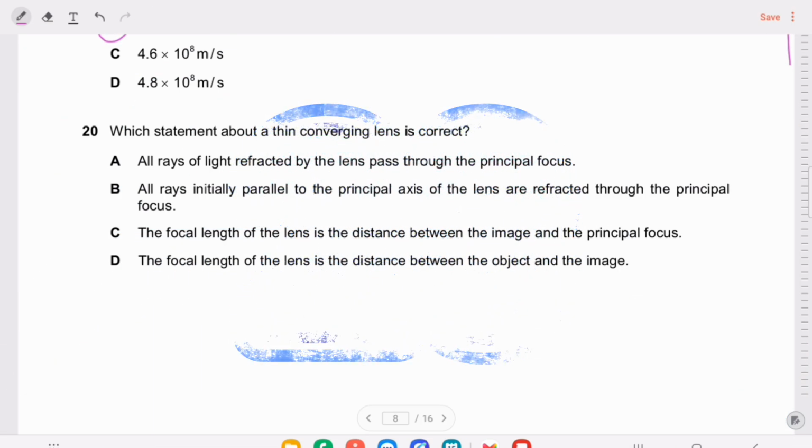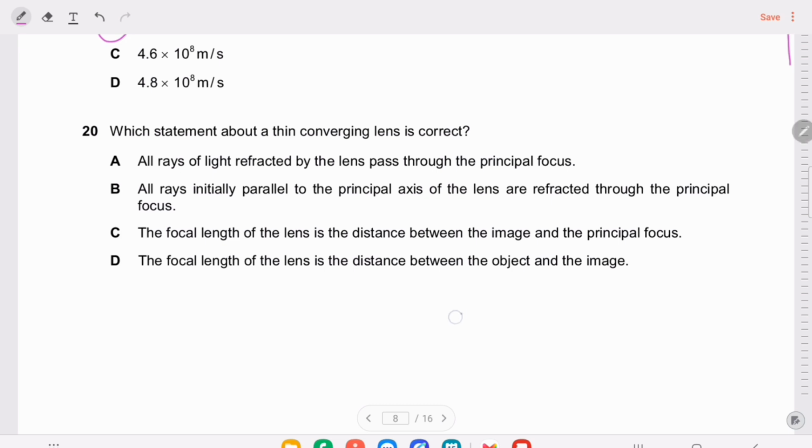Which statement about a thin converging lens is correct? All rays of light refracted by the lens pass through the principal focus. All rays initially parallel to the principal axis of the lens are refracted through the principal focus. The focal length of the lens is the distance between the image and the principal focus. The focal length of the lens is the distance between the object and the image. One of the most important lens rules is any ray traveling parallel to the principal axis passes through the principal focus after refraction. This is the rule that Cambridge loves testing.